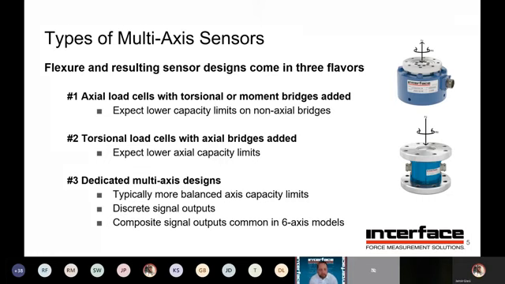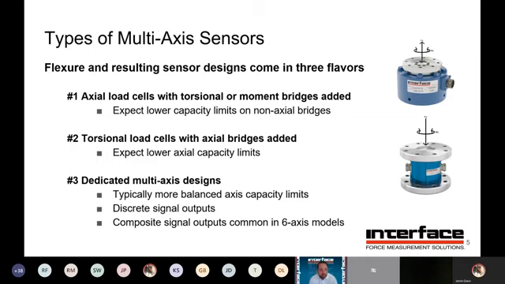They usually start life as one of 3 different configurations. You're going to see axial sensors that have additional bridges added, whether it be for torsional or for moment measurement. And as you can imagine, those are primarily going to have higher axial capacities for that particular channel, with the other ones being usually slightly lower in range.